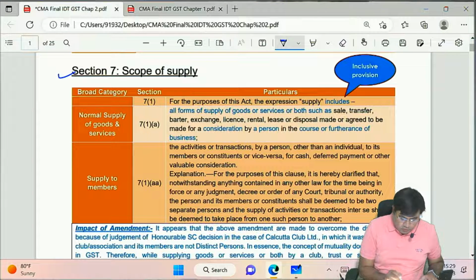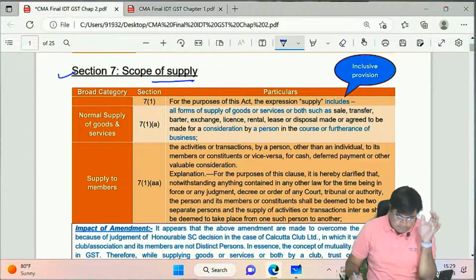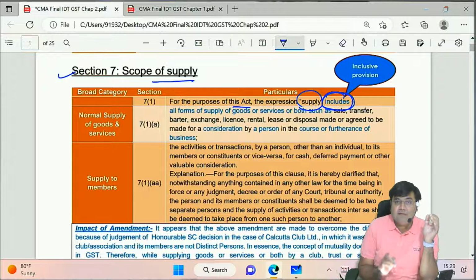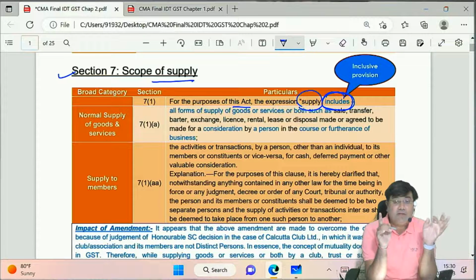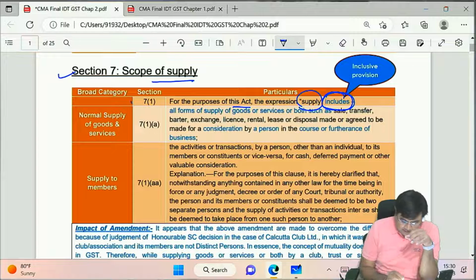Section 7, scope of supply. Section 7, subsection 1: For the purpose of this Act, the expression supply includes. Now I explained to you in the last chapter what is the relevance of the terms includes or such as. Now tell me, I would like to know from you, what is the relevance of this term includes in section 7 subsection 1?